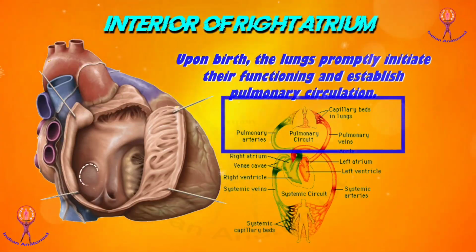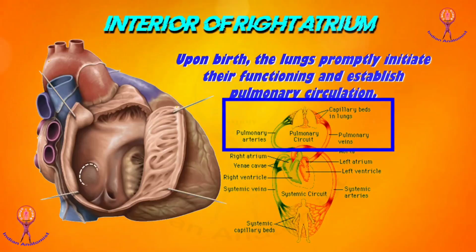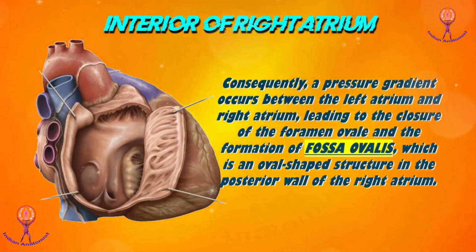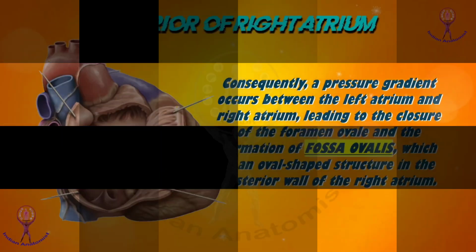Upon birth, the lungs promptly initiate their functioning and establish pulmonary circulation. Consequently, a pressure gradient occurs between the left atrium and right atrium, leading to the closure of the foramen ovale, thus forming the fossa ovalis, which is an oval-shaped structure in the posterior wall of the right atrium.